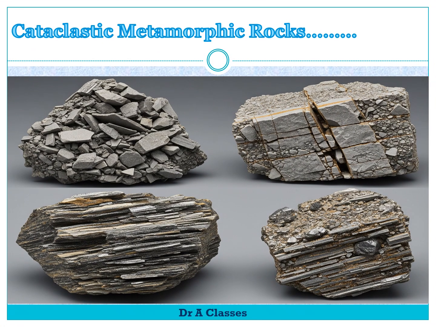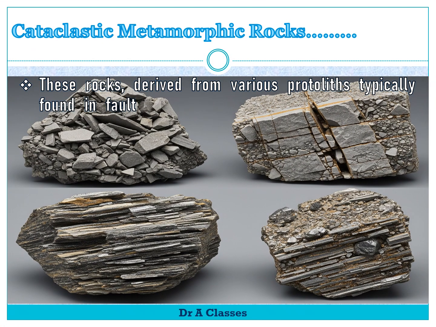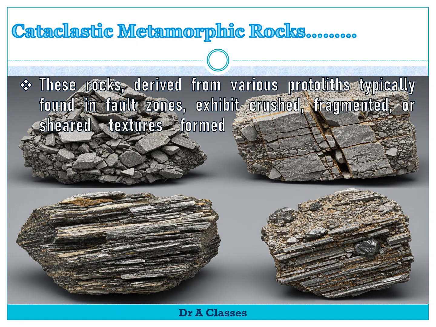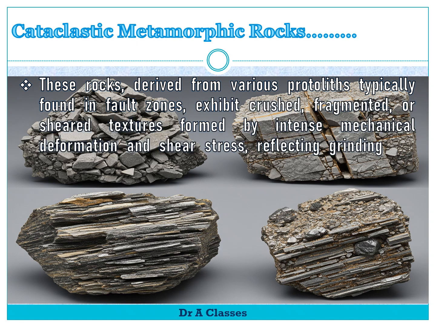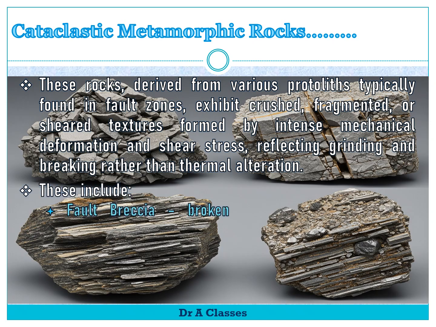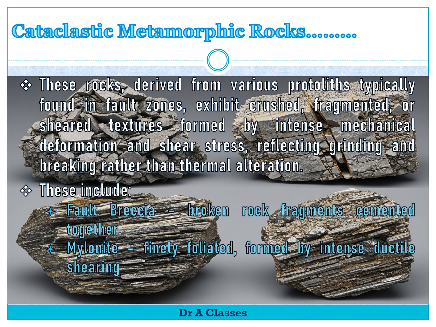Cataclastic metamorphic rocks. These rocks, derived from various protoliths and typically found in fault zones, exhibit a crushed, fragmented or sheared texture formed by intense mechanical deformation and shear stress, reflecting grinding and breaking rather than thermal alteration. These include fault breccia, broken rock fragments cemented together, and mylonite, finely foliated, formed by intense ductile shearing.